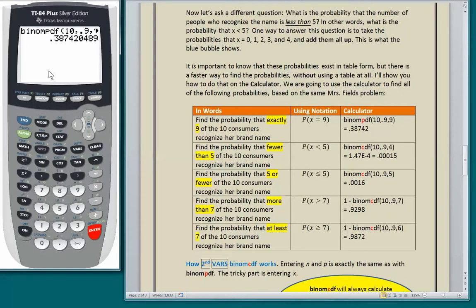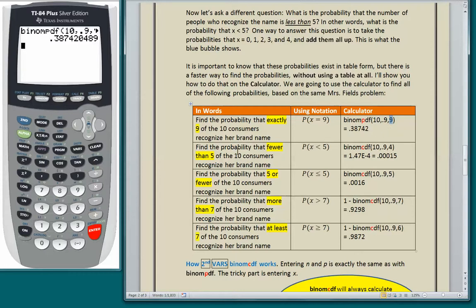By the way, if you have the new operating system, your screen will not look exactly like this screen on your calculator. You will see Binomial PDF at the top, and then it will ask you for the number of trials, and that's going to be 10. It's going to ask you for the percentage, and that's going to be 0.9. And it will ask for the number of successes, and that's going to be 9. So N, P, and X if you have that new operating system.